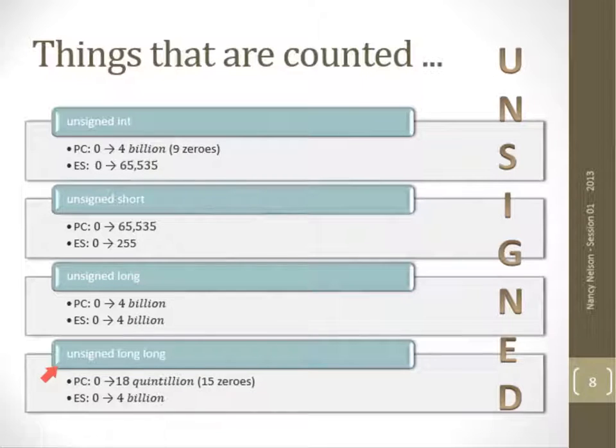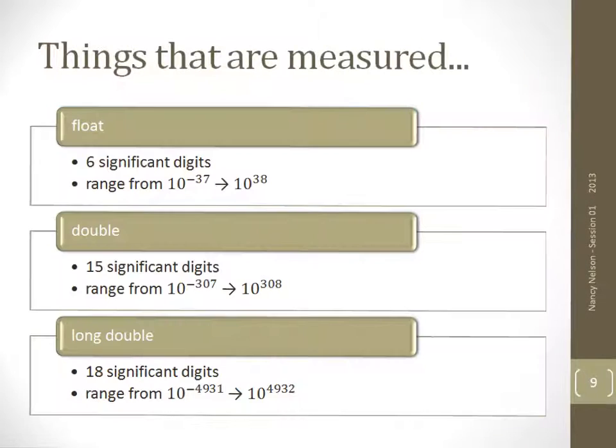And an unsigned long, which we're not going to use on an embedded system, but if for some reason we needed it on a PC, we could go from 0 to 18 quintillion. Pretty large number. Now let's talk about things that we're going to measure.